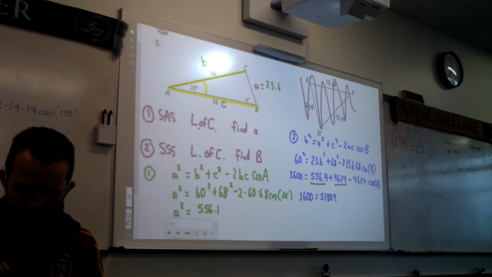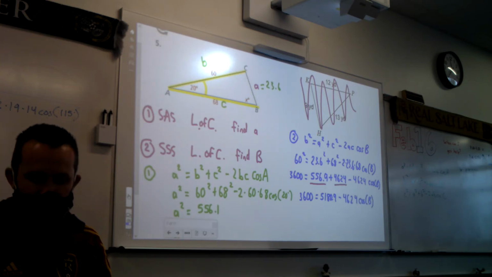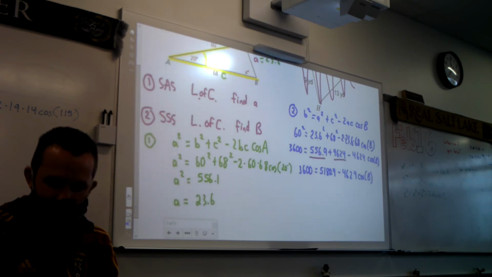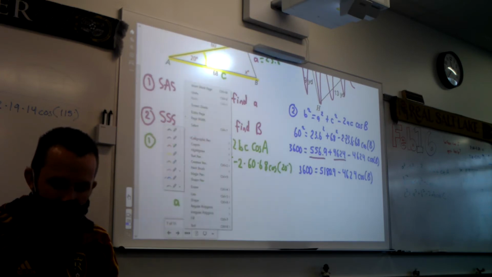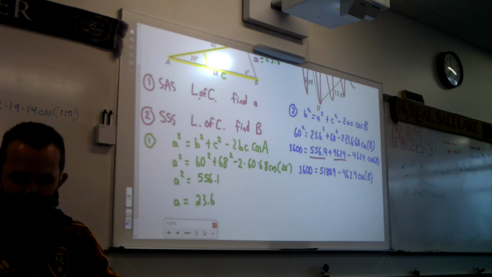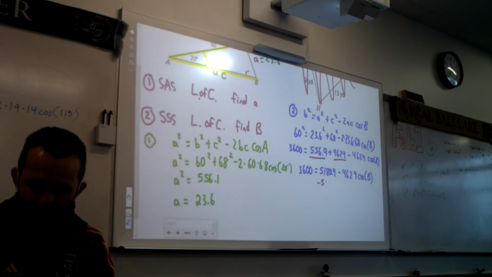Antonio, what should I do with that 5,180.9? What is it doing to the cosine right now? It's just adding to it, right? So what's the opposite of adding? Yeah, so we're going to do the divide after, but this first one, let's just subtract it.